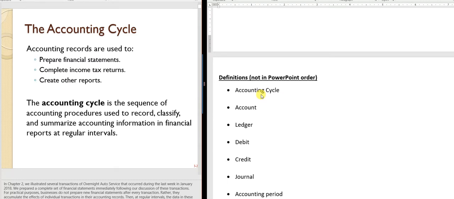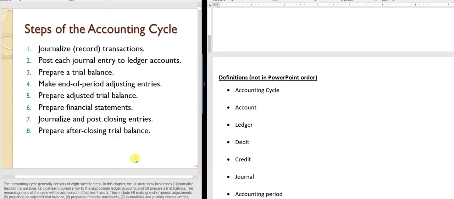So if you walk into a store and you make a purchase, that is revenue to the store. So they're going to record that sale, they're going to classify it as a sale, and then at year end they're going to summarize at regular intervals. So our accounting cycle is the classification, summarization, and reporting of items within usually a year.